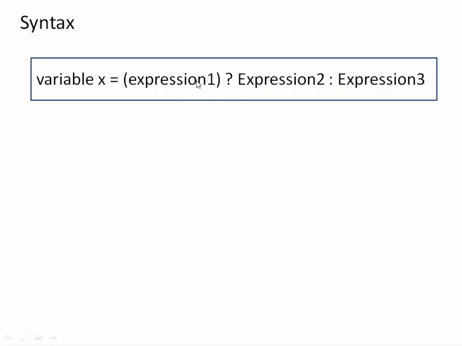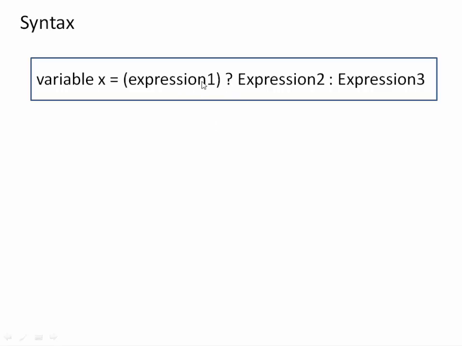It will check the condition. Expression 1 consists of relational operators, or a relational expression. If this is true, expression 2 will be assigned to variable x. If this is false, the value of expression 3 will be assigned to variable x. That is, expression 2 is evaluated if expression 1 is true, and if expression 1 is false, expression 3 is evaluated and the result will be assigned to variable x. So this is about the ternary operator.